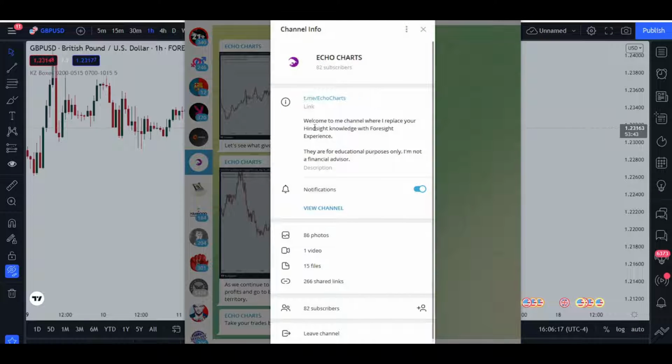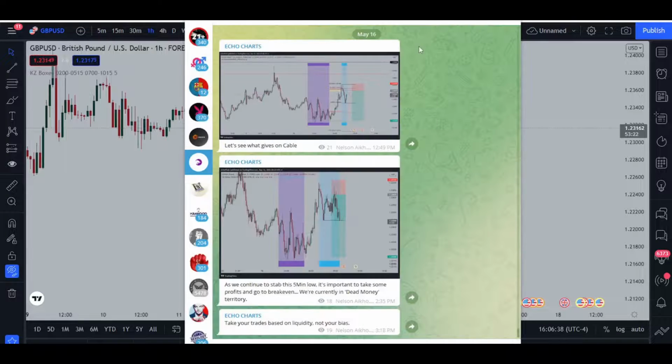Now you can see the trade here when I posted it on my Telegram channel. It's a place where I replace hindsight knowledge with foresight experience, basically. So I show my trades before they happen and mark up ICT examples, so that when you see it in price action next time for your own trade, you can actually get involved. More so, I'm not a financial advisor, as you can clearly see. I'm just presenting my view of what I see in the marketplace.